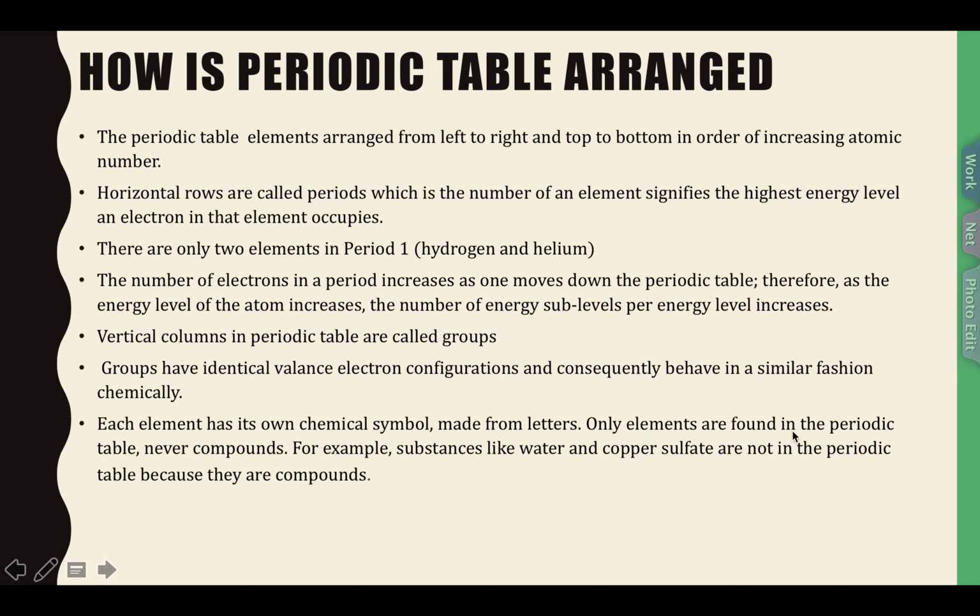Only elements are found in the periodic table, never compounds. For example, a substance like water, which is H2O, you will never see the symbol H2O in the periodic table because it's a compound, and also copper sulfate.